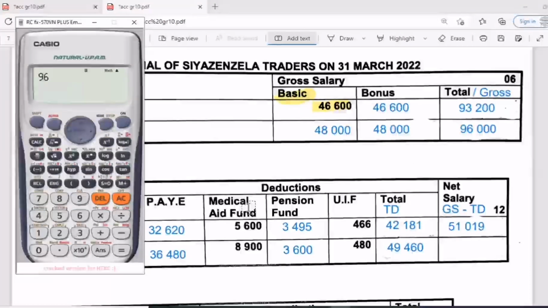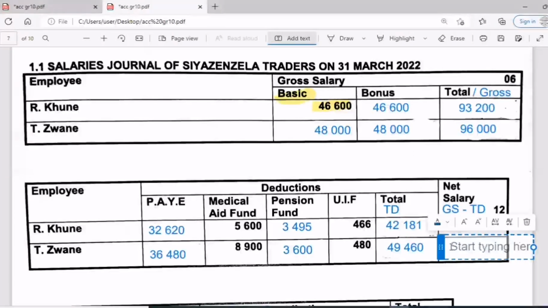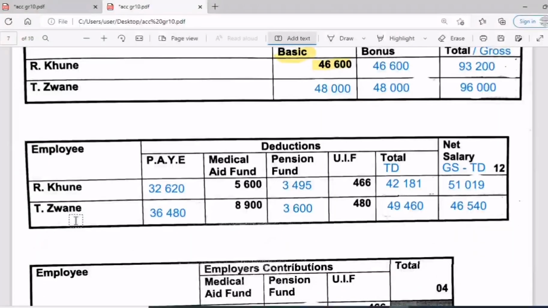So 96,000 minus his total deduction. The total deduction for Zwane is 49,460. So the net is 46,540. So guys, you're done with the deductions and the net salary calculation.